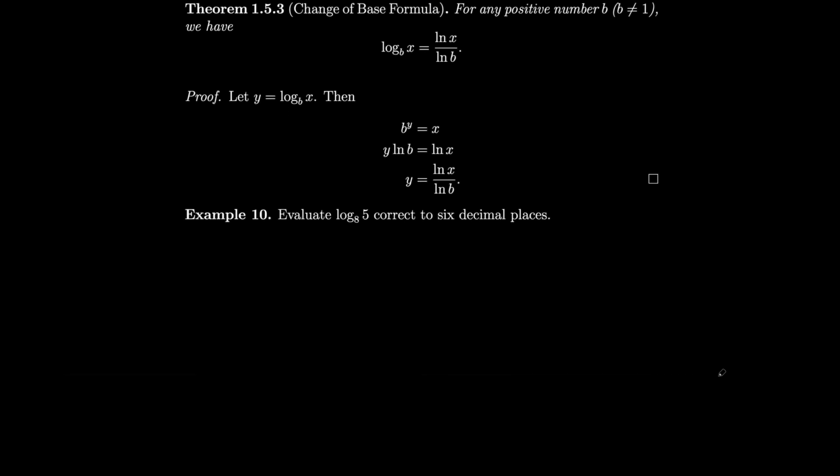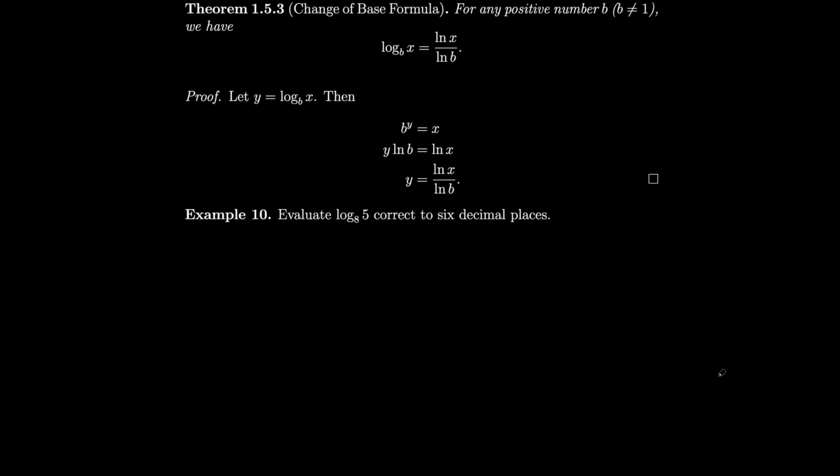For any positive number b, as long as b is not equal to 1, we have that the log base b of x is equal to ln of x divided by ln of b. This works actually for any base, not just e, and the proof is pretty much exactly the same. It's not so hard to prove, though.